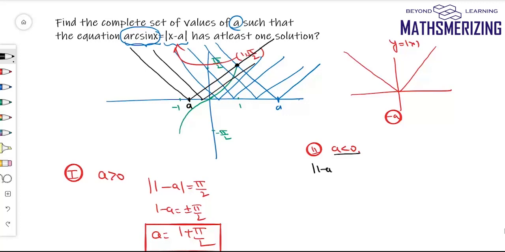So again, 1 minus a is equal to pi by 2. So again, I'll get a equals 1 plus or minus pi by 2. Now, because a is a negative number, here the value of a will be 1 minus pi by 2. So the given equation will have at least one solution when the value of a lies between 1 minus pi by 2 to 1 plus pi by 2.